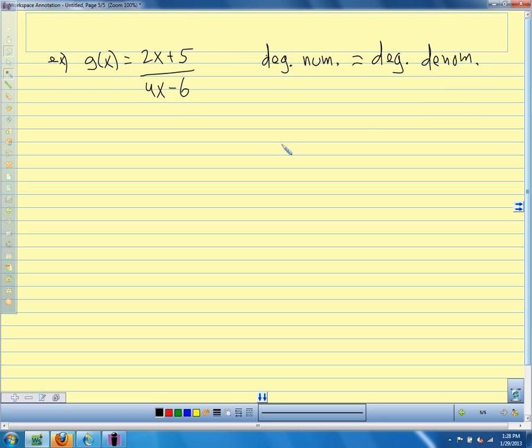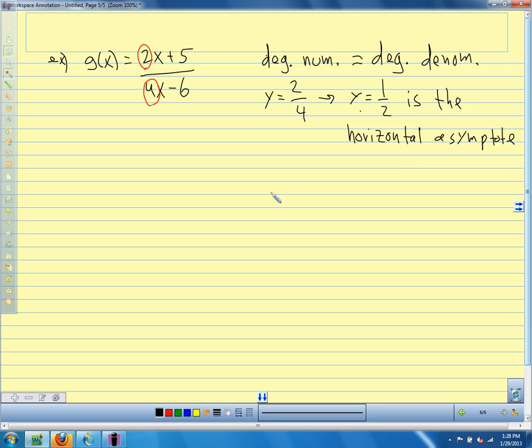So the horizontal asymptote is the ratio of the leading coefficients. The leading coefficients are the numbers in front of the highest powers of x. So my leading coefficients are 2 and 4. So y equals the ratio 2 over 4, or I can say y equals 1/2 is the horizontal asymptote. So y equals 1/2 is our horizontal asymptote.